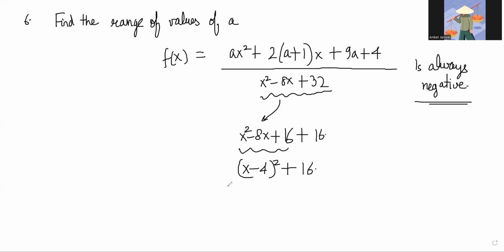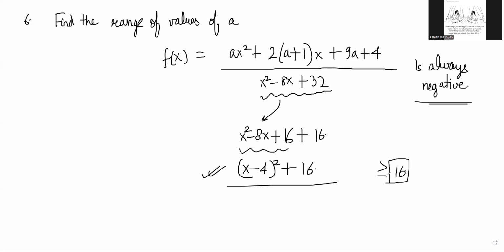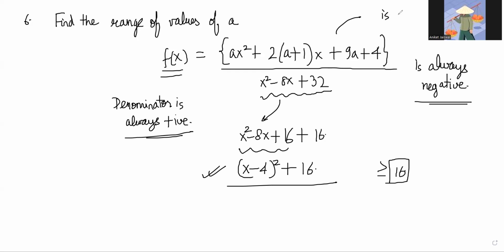कि उसका नेगेटिव है तो हमेशा वो रहेगा। This denominator is clearly always greater than equal to 16. So denominator is always positive. So how can we make f of x always negative? Obviously, the numerator has to be negative. And this means the graph is downward parabola, and a is also negative. You have to make the upper quadratic always negative.